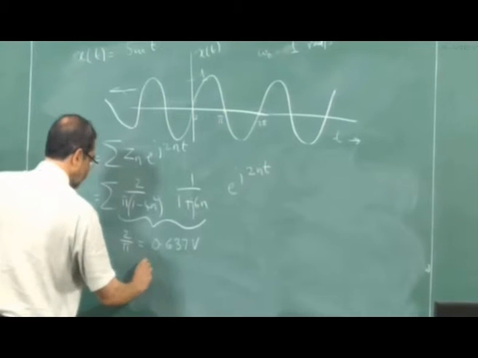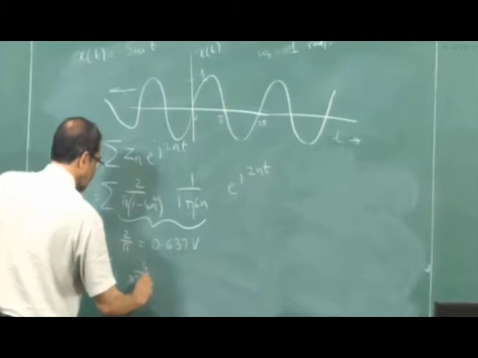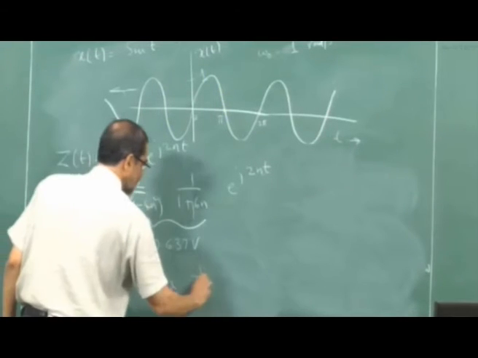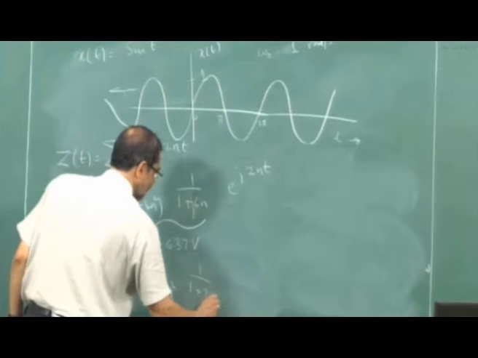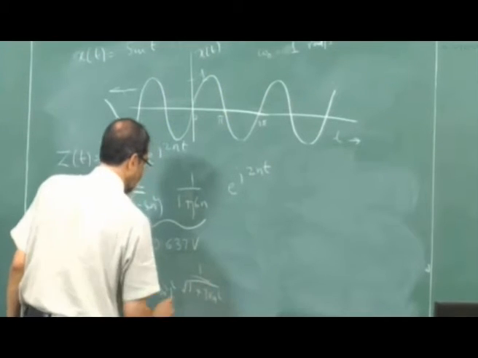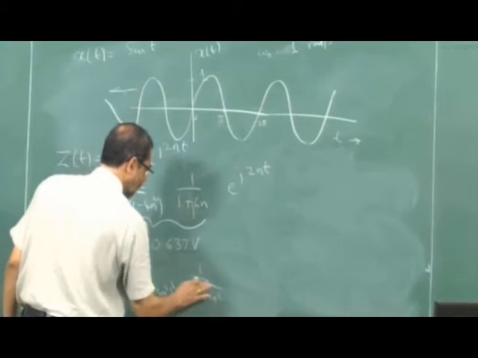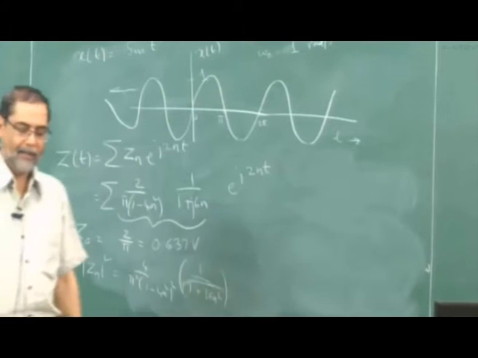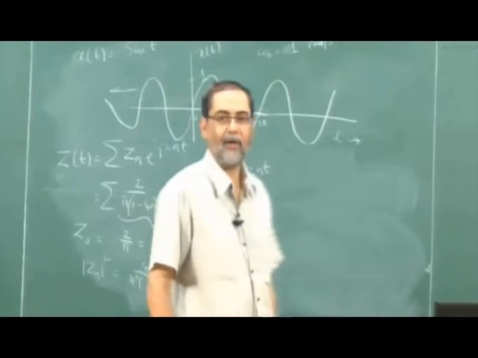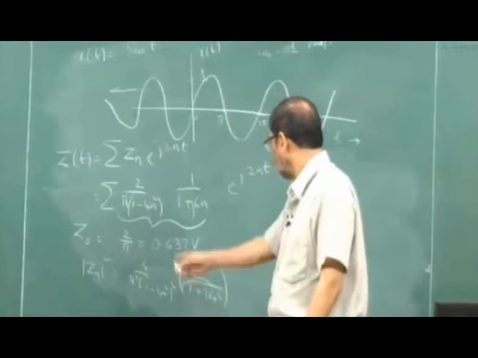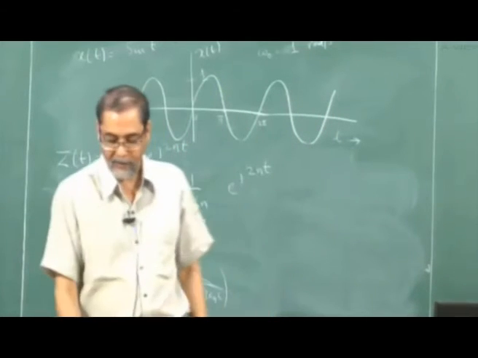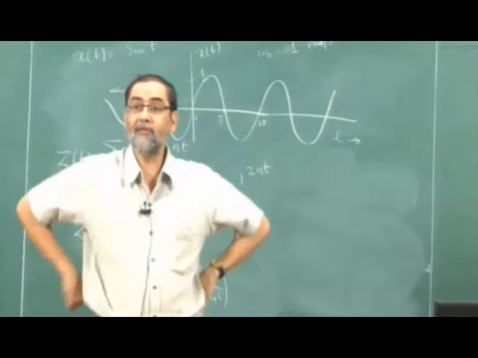So that will be 4 by pi square, 1 minus 4n square and 1 plus 36n square. Power a square, right? Okay, no under root. 36n square. This is the power in the nth harmonic. Right? This is the power in the nth harmonic. So I can calculate the power in every frequency for n positive and negative.